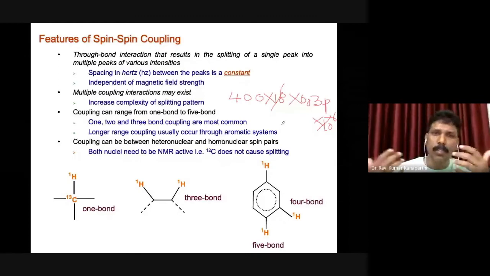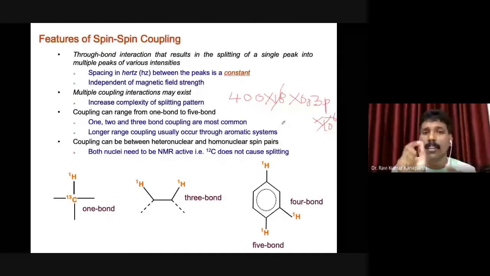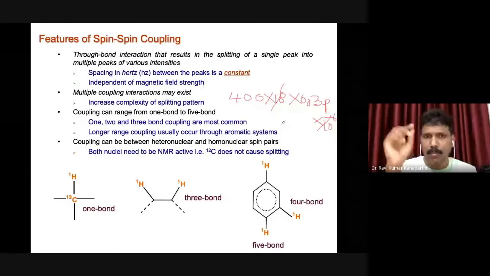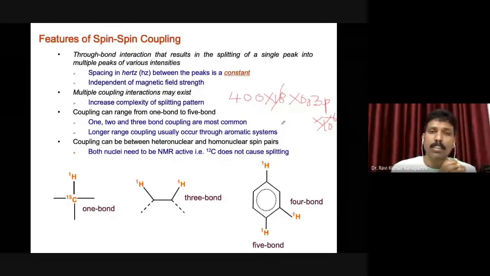When you get the NMR spectrum, everything is automatic nowadays. Most NMR spectrometers come with customized software, and if you want to measure the coupling constant, there is an option. You can choose the triplet or quadruplet, whatever you like, and it measures and gives you the value. It's a very straightforward thing.